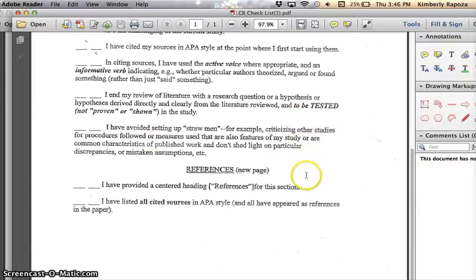Also, you avoid setting up straw men. For example, don't criticize studies endlessly about the methodology, and then later propose to use that very same methodology in your own study. If the methodology is so horrible, then why are you going to use it? Usually, again, we don't get into excessive amounts of discussion of features of studies or common characteristics of published works unless you're really going to do something different.